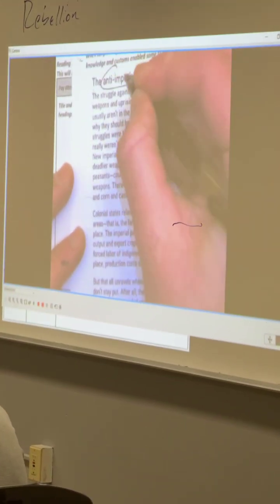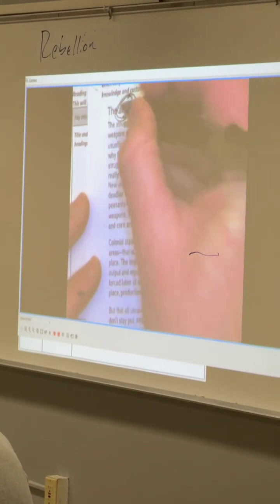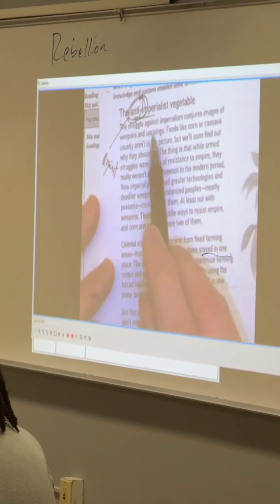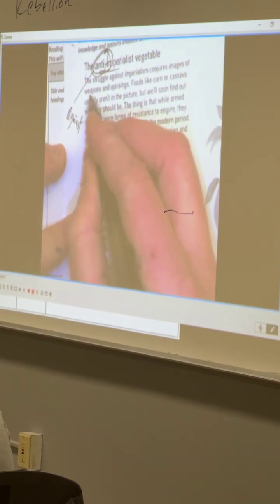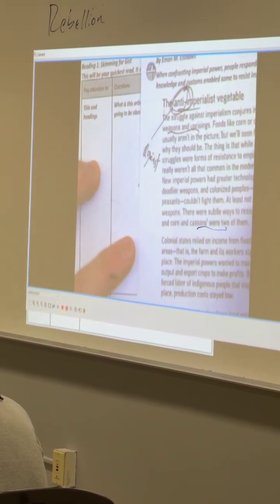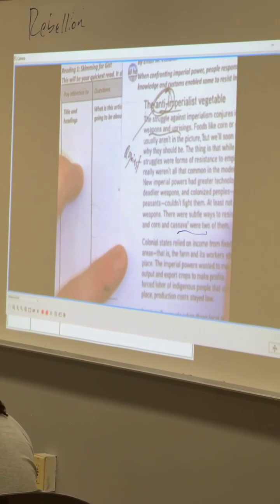So I'm going to see anti-imperialist, right? So anti means against. So I know that. Struggle against imperialism conjures images of weapons and uprisings, all right? Foods like corn or cassava usually aren't in the picture, but we'll soon find out why they should be.